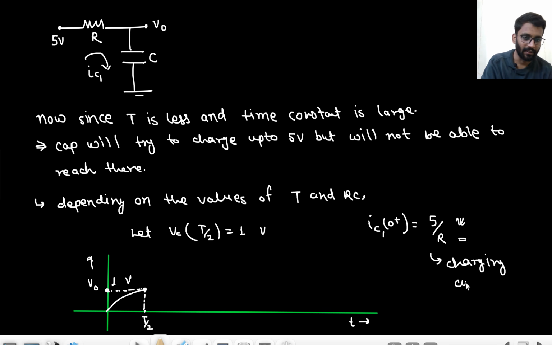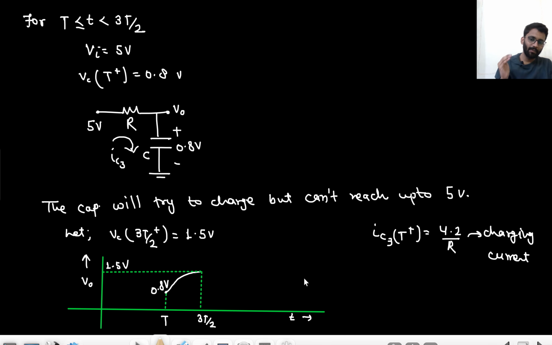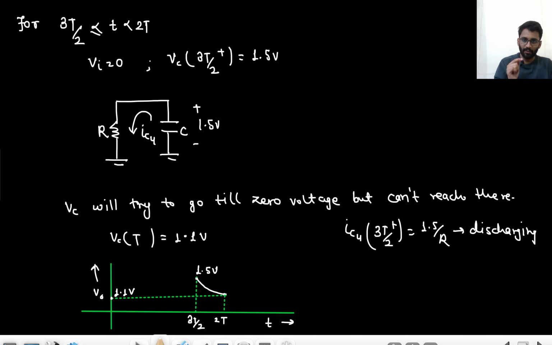So this is charging current. Tell me, what is the thing that you are noticing? First, it is charging from 0 to 1 volt. The initial charging current was 5 by R. Then when it was charging from 0.8 to some voltage, the charging current was 4.2 by R. Now the capacitor has discharged to 1.1 volt.